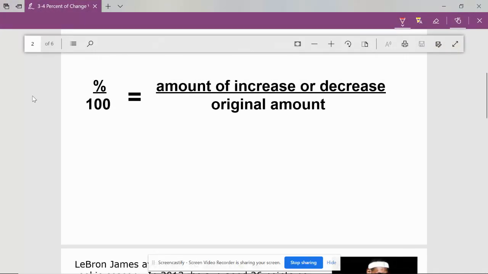Hey everybody, we're talking about percent of change and we're doing it in word problems. So we're going to get to see some real world stuff. If we look at our original equation, which is our percentage over 100, because that's what a percent is, we've talked about this for the last couple weeks, it's going to be equal to the amount of increase or decrease, so the difference between those two numbers, and then our original amount is going to go underneath that. So we're going to divide that by our original amount.